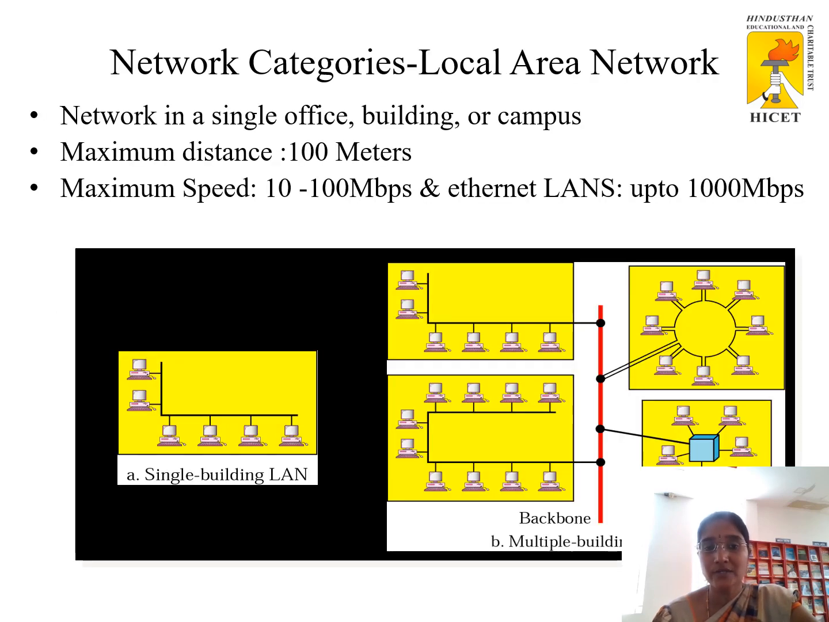So among the network categories, first we are just going to look at the local area network here. A LAN is a network in a single office building or in a campus. You want to connect the computers of an office or a single building or a single campus. You can do that by using a local area network. So the maximum distance here is about 100 meters. The speed will be 10 to 100 Mbps, and Ethernet LANs can go up to 1000 Mbps also.